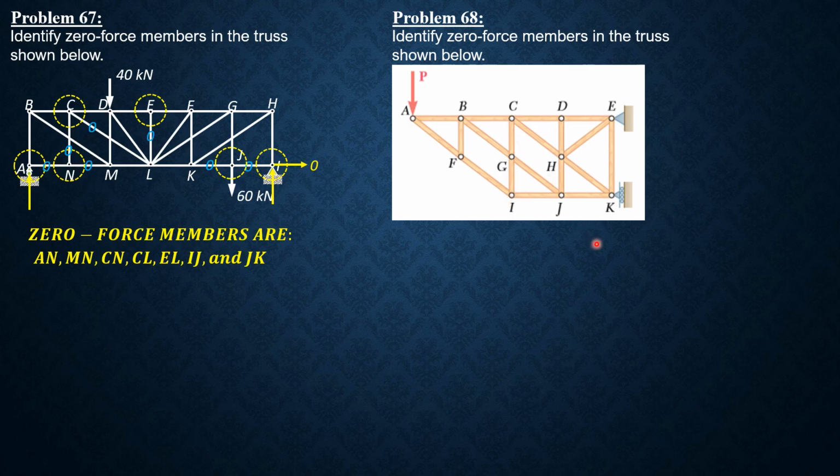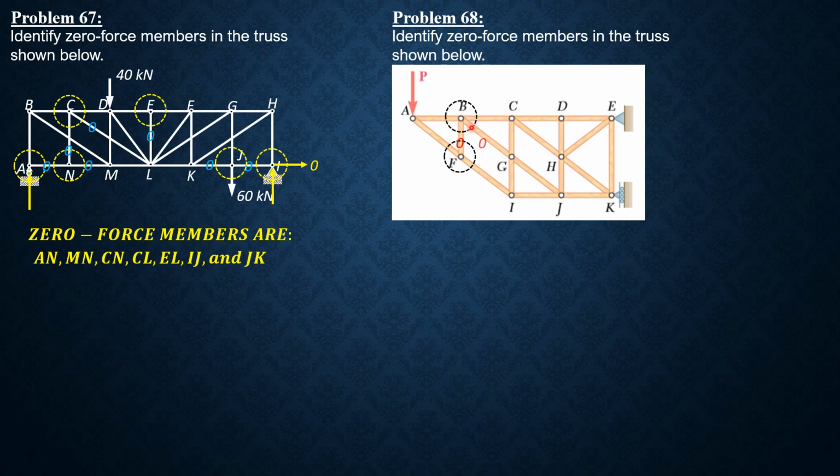So we cannot find case 1 here. There are two meeting members here, but it is loaded at A. So there's no case 1. But case 2, there's so many. So beginning at F, the members AF and FI are collinear. This is unloaded, therefore force in BF is 0. If force in BF is 0, if we proceed to joint B, it's like removing BF because it's 0. So again, joint B reduces to three members. Two are collinear, AB and BC.